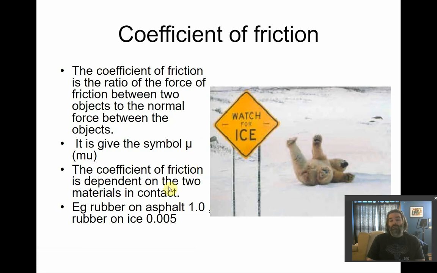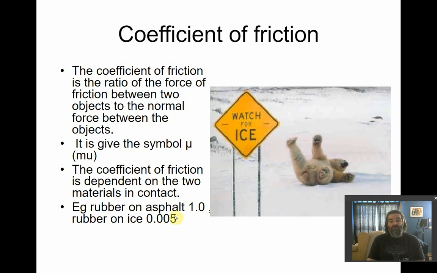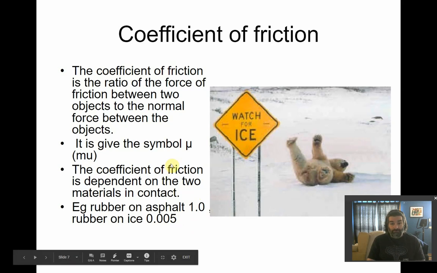And it's dependent on the two materials. So for example, why driving on black ice sucks is that rubber on dry asphalt has a coefficient of friction of 1, which is about as big as it can get. Rubber on ice has a coefficient of 0.005. So basically, 1,000 times less, meaning that there's 1,000 times less force slowing down your car.